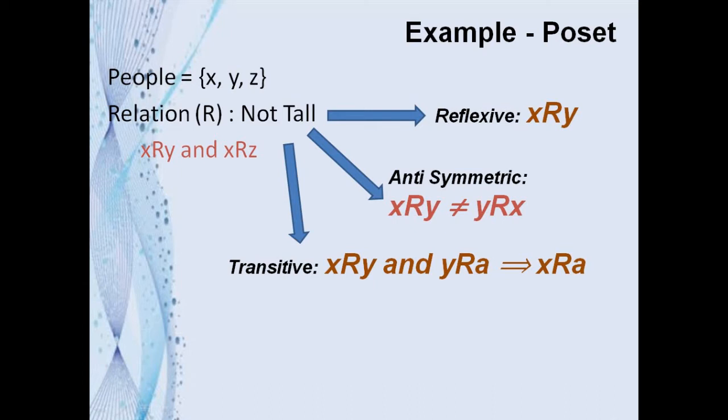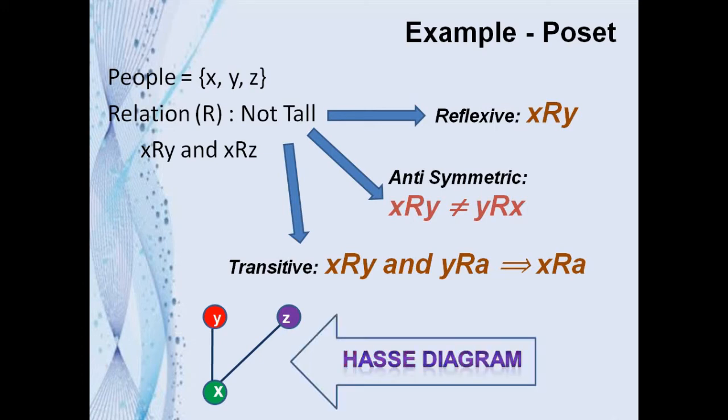Next, we can draw the graph for this partial ordering with the elements in the set as nodes and the relation R as edges. From the reflexive property, each node will have a loop, but we just ignore that. And we know the relations between x and y and x and z, so we can draw a line between them. We do not put any arrow because we already know that the relation goes from bottom to top. Therefore, x is not taller than y. Similarly, x is not taller than z. This way of representation is known as a Hasse diagram.